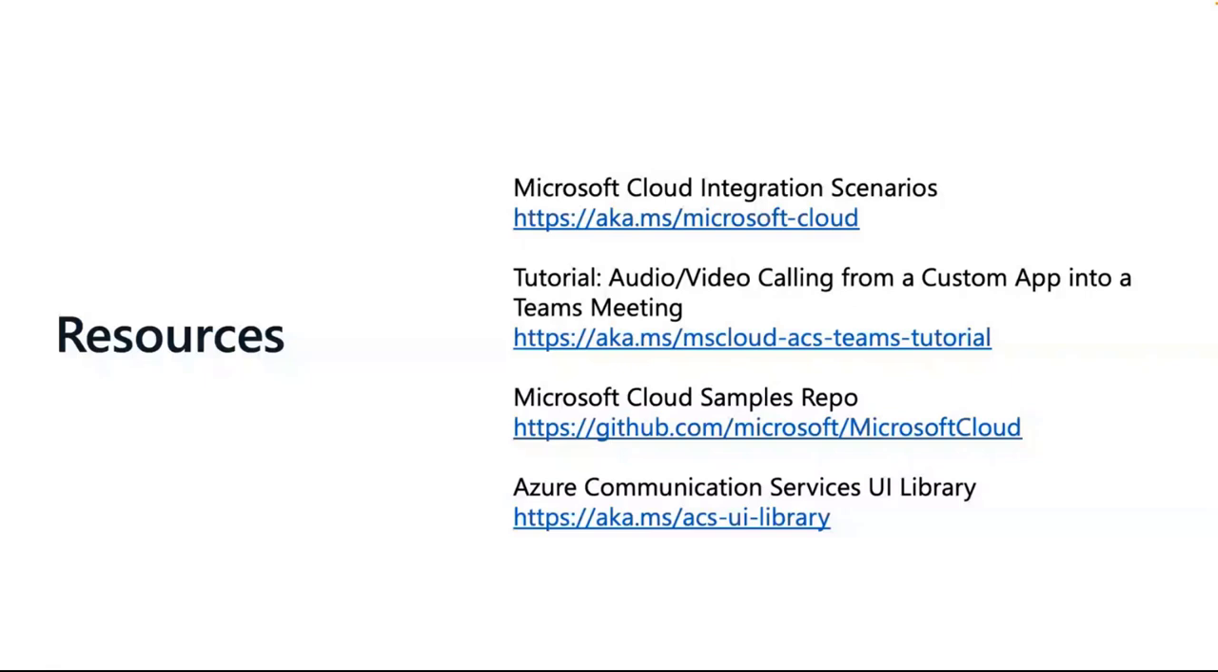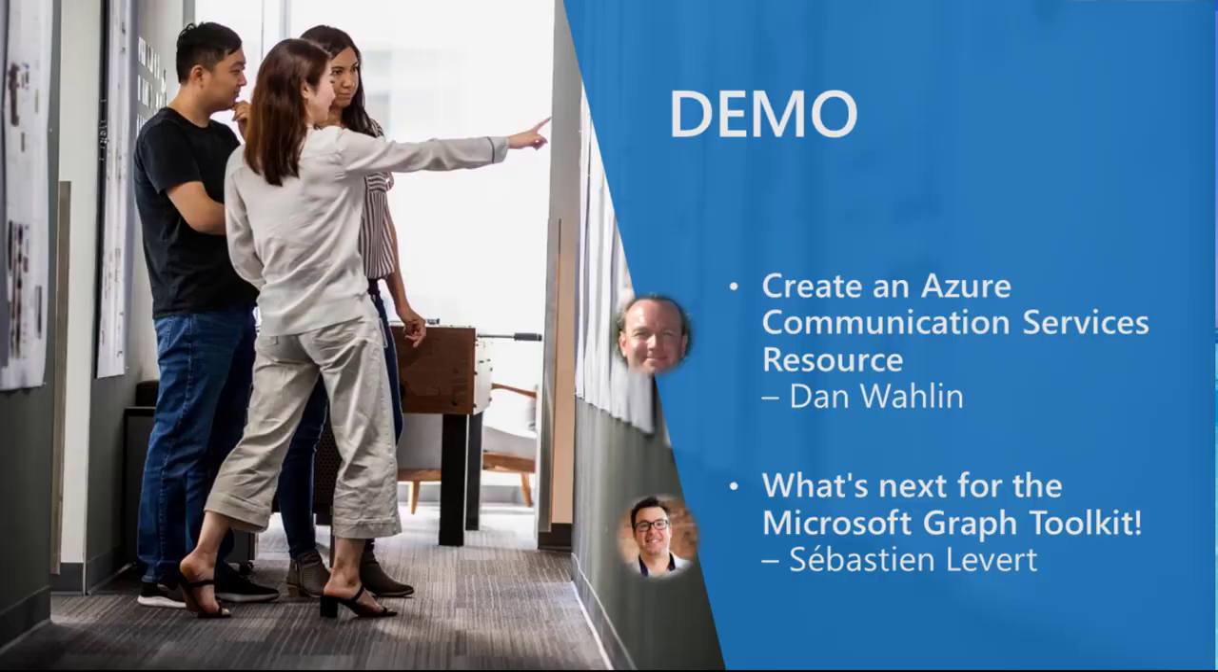Man, really, really cool. I have to say all credits go to the ACS team, so the Azure Communication team, as they provided those controls. Of course, behind the scenes, they're using Microsoft Graph APIs and all of that. But having those controls abstracting the API surface makes life super easy for developers, which is a great segue to our next presenter and demo, because Microsoft Graph Toolkit does exactly that. And Seb is here to talk about the latest in Microsoft Graph Toolkit and what's happening there.